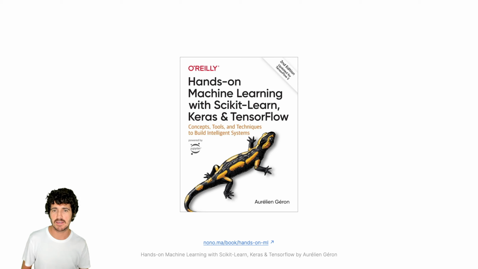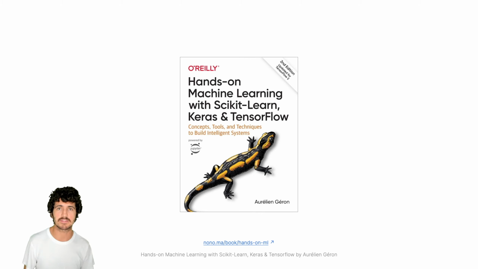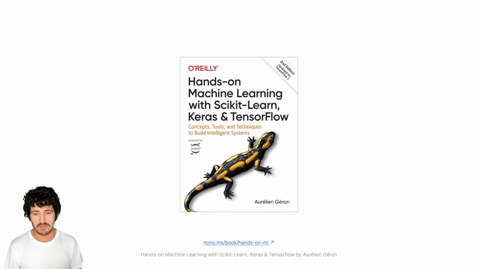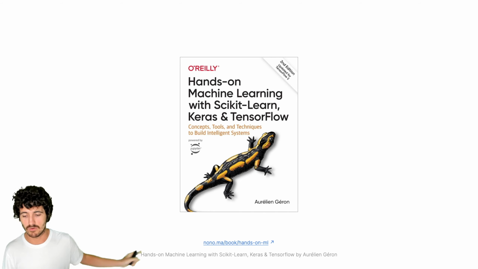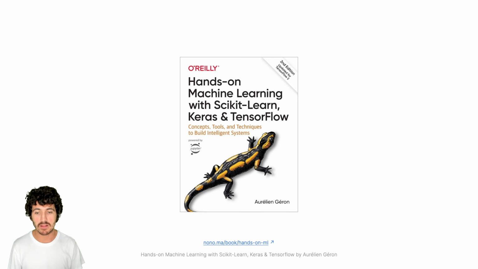As you can see, it says Hands-On Machine Learning with Scikit-Learn, Keras, and TensorFlow. We'll see a bit more about what those are later, and in particular, this book is for TensorFlow 2. So previously they had the TensorFlow 1 version, but they just updated it this year or at the end of last year for the latest TensorFlow API. You have a link below here at nono.ma/book/hands-on-ml, or you can simply Google the name and find it. They have a Kindle version and also a physical version.